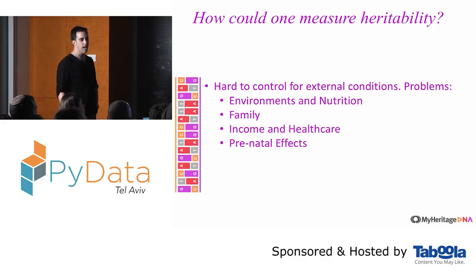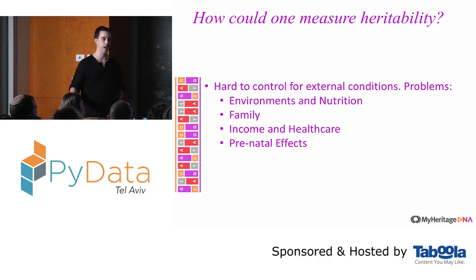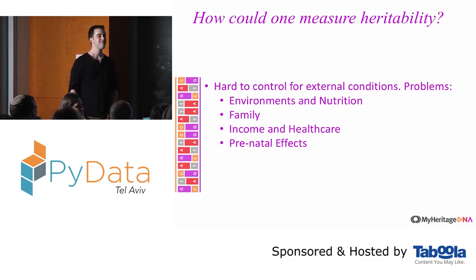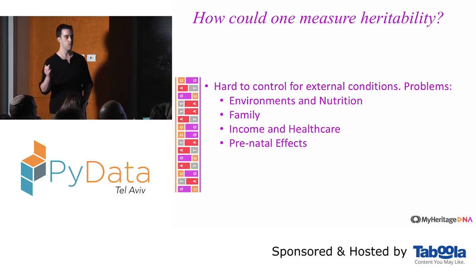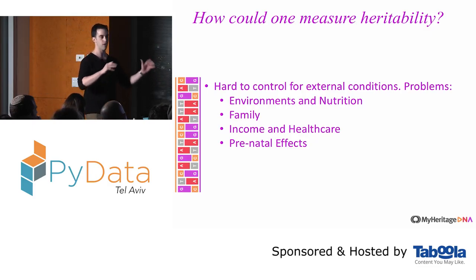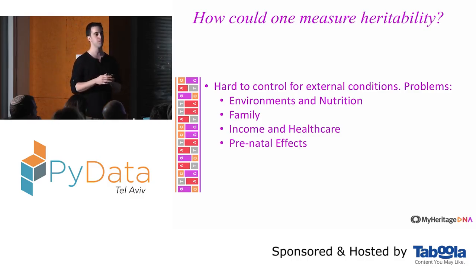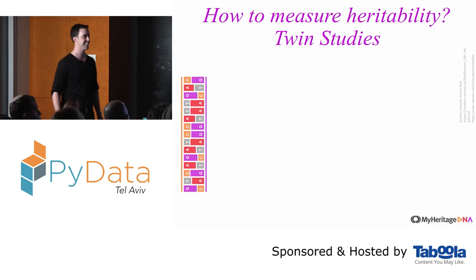So, do you have any ideas for how to try to control for all of these things together? I can say that I definitely did not, and I was quite puzzled by this before. The question is, can you come up with an experiment that would control for all these different types of conditions to understand how heritable a specific trait is? Twin studies is the answer.